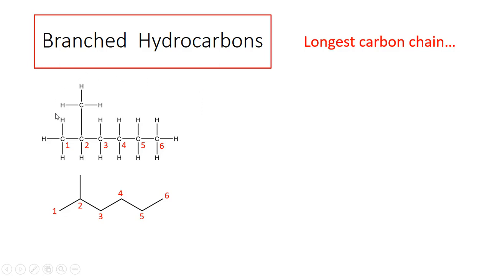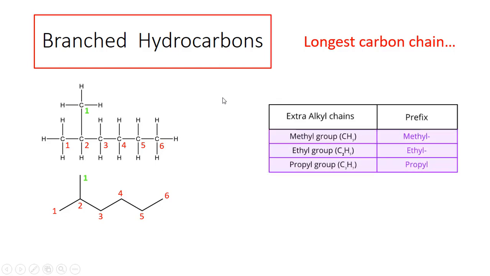Then we need to account for our branch, this thing coming off here. To do that, we're going to introduce a new table to help us name the branch. If there's 1 carbon atom in the branch, it is a methyl group, and the prefix will be methyl. 2 carbon atoms, ethyl group, ethyl. 3 carbon atoms, propyl group, propyl.